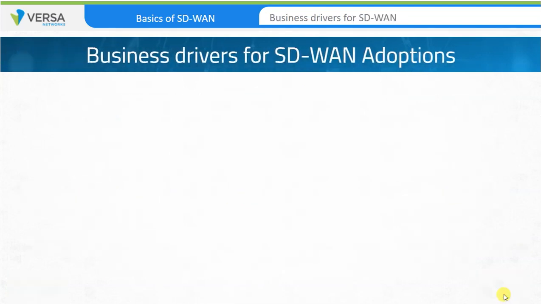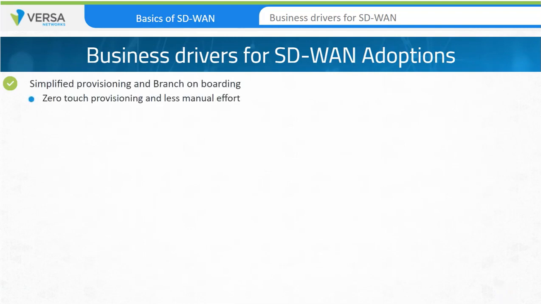The first business driver is simplified provisioning and branch onboarding. With minimal manual effort or with zero-touch provisioning, a branch can be staged and start operating as an SD-WAN branch very quickly. The onboarding procedure is automated to reduce the time taken to onboard a new location and make it less dependent on the remote site engineer's competency.